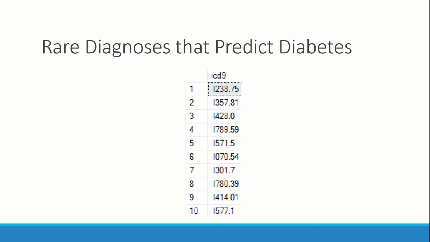Listed above are the top 10 rare diagnoses that occur more than 29 times, but less than other diagnoses. Although rare, it is important to include these diagnoses in the model because their additive effect can make an impact on predictions.